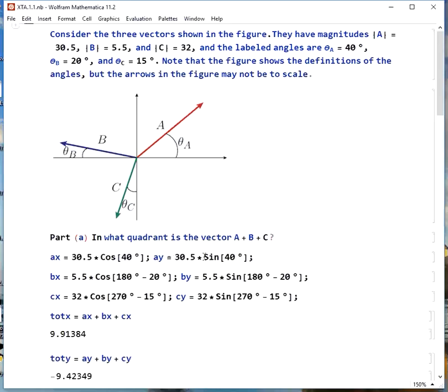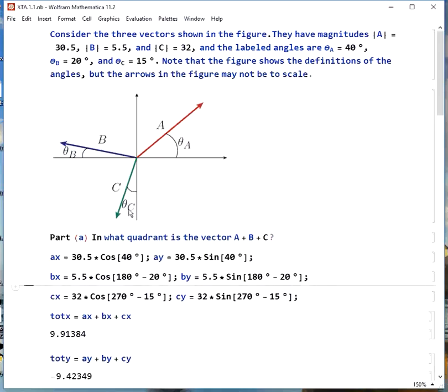To find this, we have to get the x and y components of all vectors, and for a, the x component is given by cosine of 40 times 30.5, and for y, it's sine of 40 times 30.5. For bx, we could figure out that in this case the y would be sine and the x would be cosine as well. But if we don't want to have to put the signs in by hand, we can rewrite theta b, which is 20 degrees, as what we would get if we measured from the positive x-axis, which would be 160 degrees. So the x component is 5.5 times cosine 160, and the y component is 5.5 times sine 160.